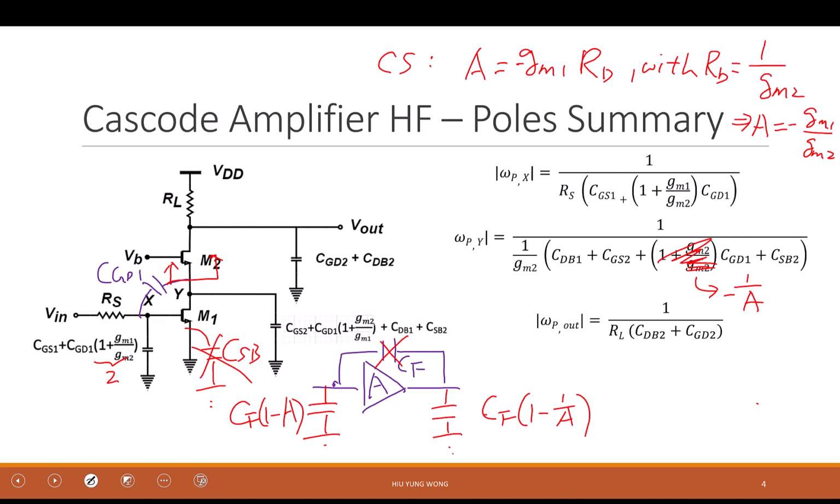Okay, I remove the whole thing. Should be 1 plus GM2 over GM1. Okay, and let me just not put this, that will be confusing. Okay, good, thank you.